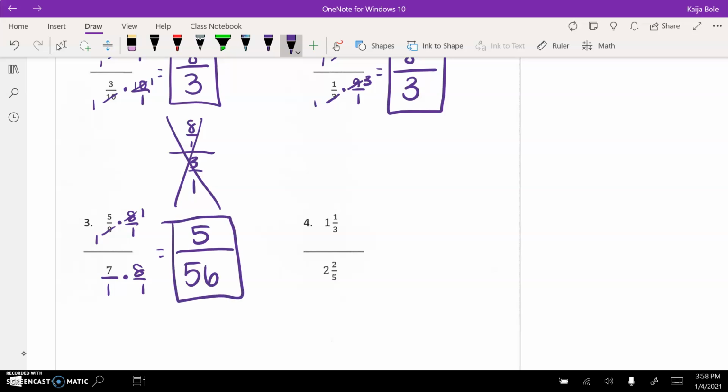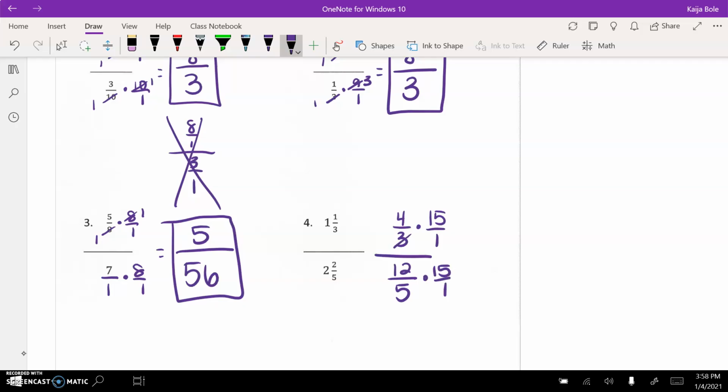And now with number 4, I've got these mixed numbers. You do have to change them into improper fractions first. So ideally here I'm looking at 4/3 over 12/5. So now between thirds and fifths, I've got to think it'd be 15. So times 15 over 1.